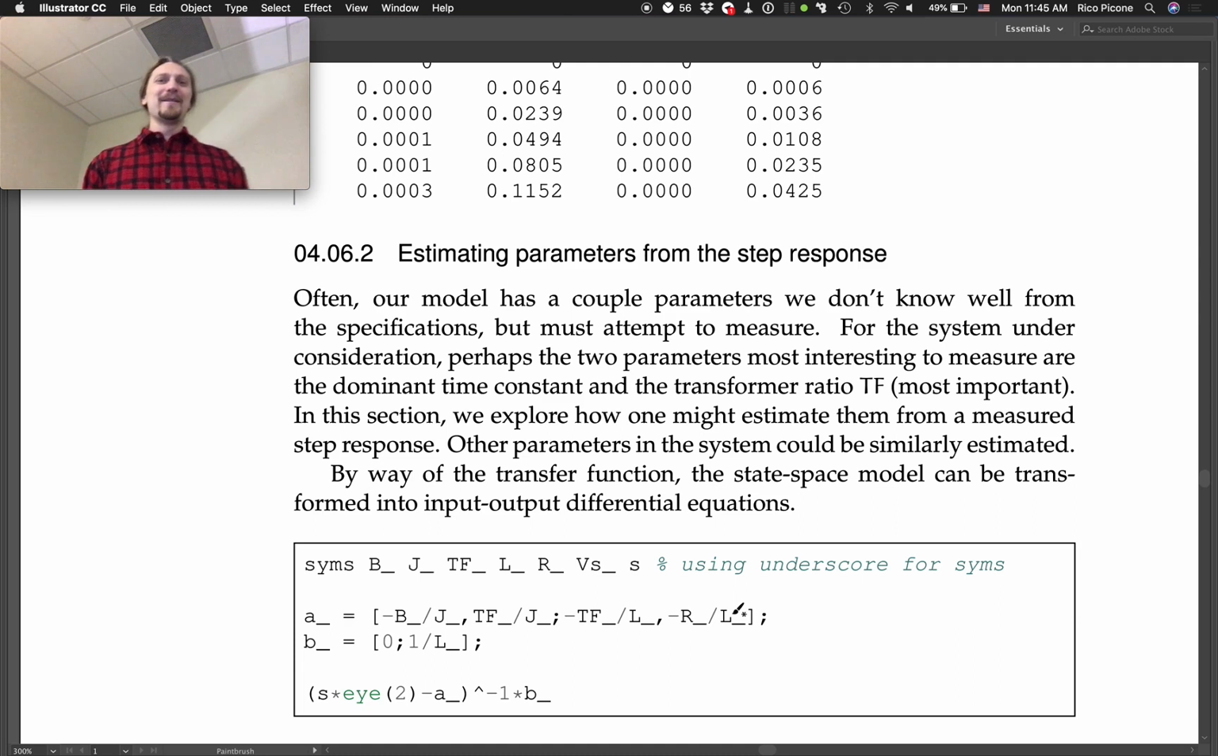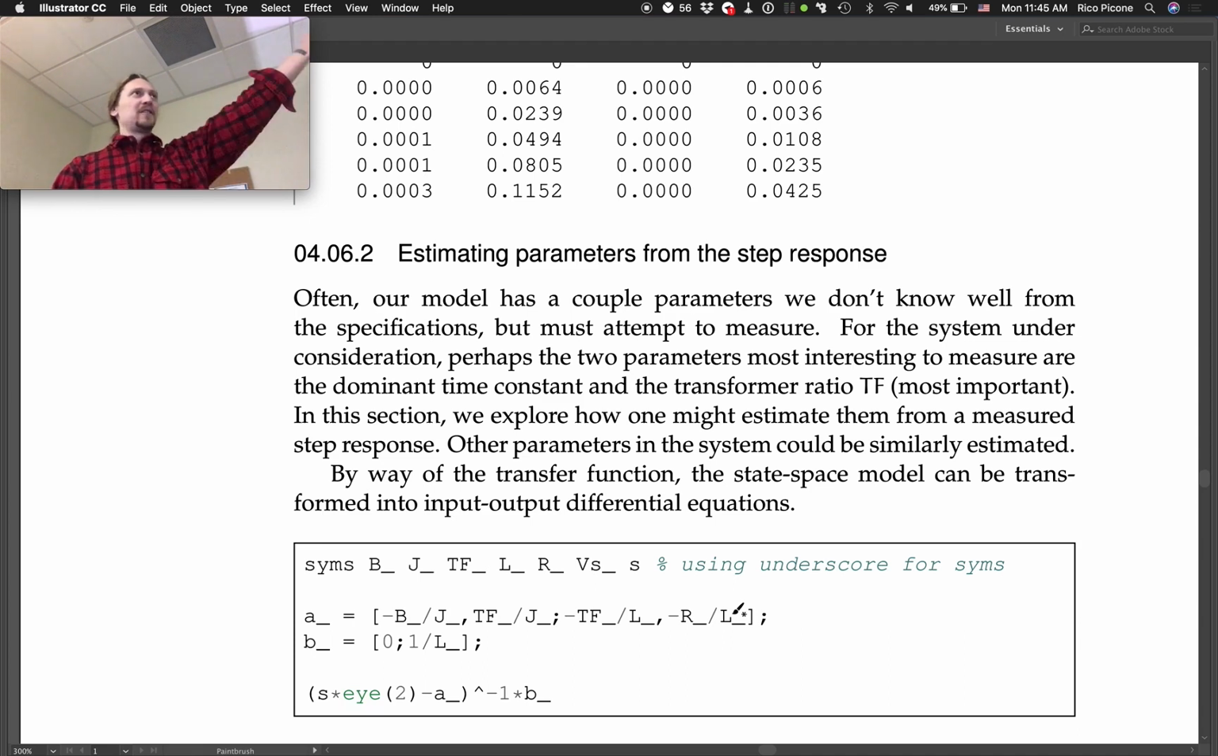Okay, estimating parameters from the step response. Often, our model has a couple parameters we don't know well from the specs, but must attempt to measure. For the system under consideration, perhaps the two parameters most interesting to measure are the dominant time constant and the transformer ratio, TF, which is probably the most important. In this section, we'll explore how one might estimate them from a measured step response. Other parameters in the system could be similarly estimated.